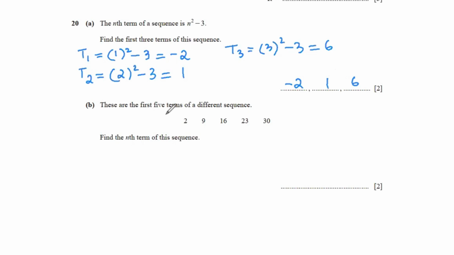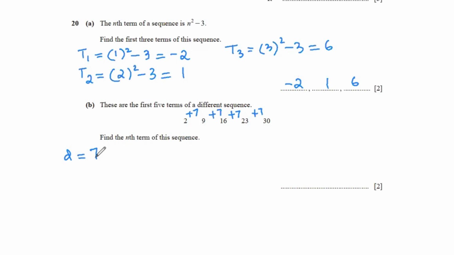Then it says these are the first 5 terms of a different sequence. Find the nth term. So for the nth term, we start with finding the common difference. We can see that 2 becomes 9 by adding 7. 9 becomes 16 by adding 7 again. Then from 16 to 23, another 7 is added. And lastly, from 23 to 30, we added 7 again. So the difference between each term is 7.